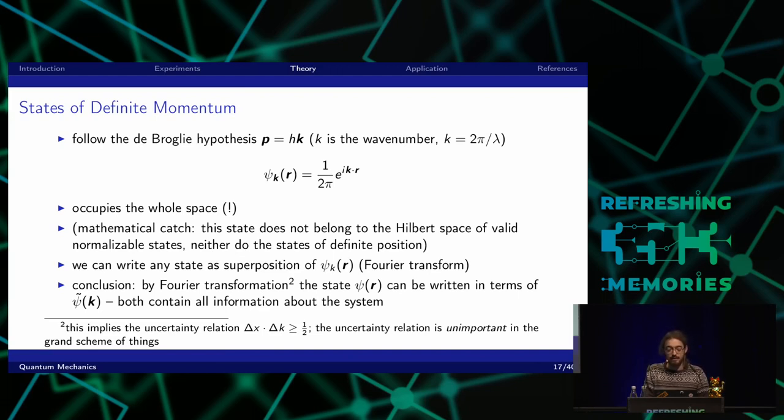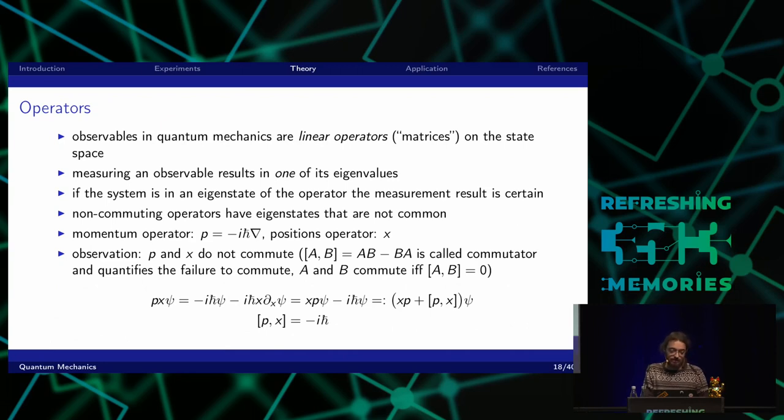And now that we have states of definite momentum, the other big ingredient in quantum mechanics are operators next to the state description. Operators are just like matrices, linear operators on the state space. Just as we can apply a linear operator in the form of a matrix to a vector, we can apply linear operators to L2 functions.